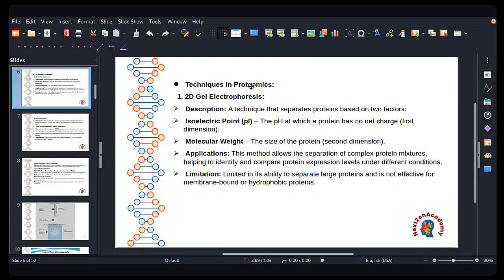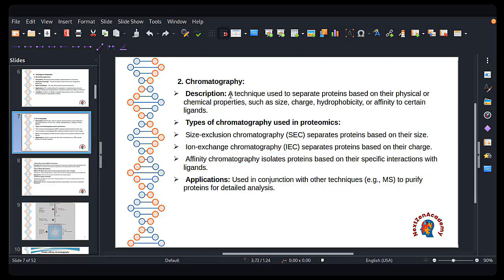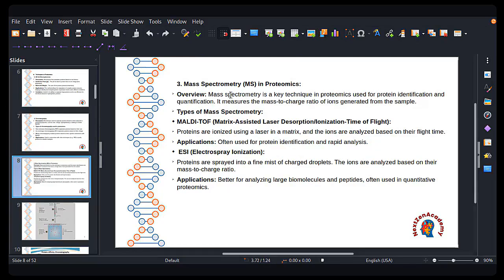What are the different techniques in proteomics? 2D gel electrophoresis, then chromatography, then we will talk about mass spectrometry. So, what is mass spectrometry? It is a key technique in proteomics used for protein identification and quantification. It measures the mass to charge ratio of ions generated from the sample.